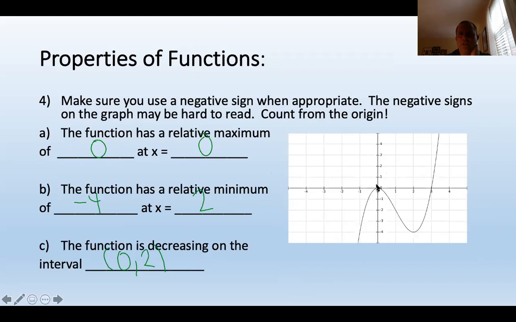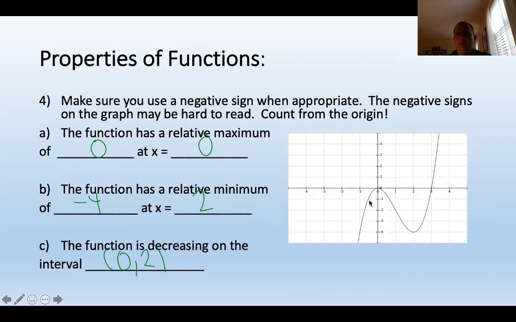As the function increases and then starts decreasing again, that's where our relative maximum is. So it's right here on this graph. The y-coordinate there is 0. So this function has a relative maximum of 0 at x equals, now the x-coordinate of this maximum is 0 as well. So a relative maximum of 0 at x equals 0.